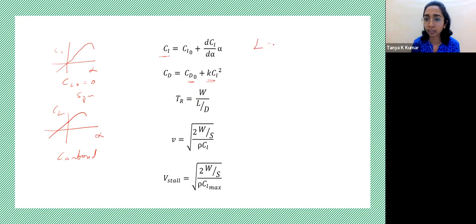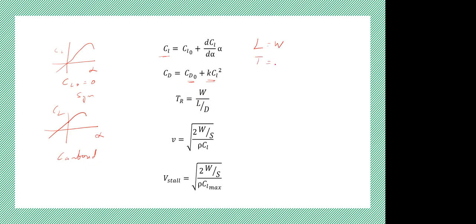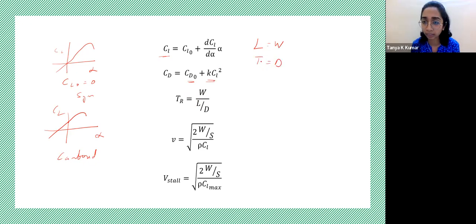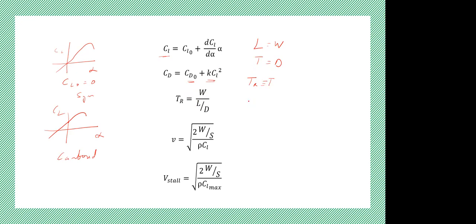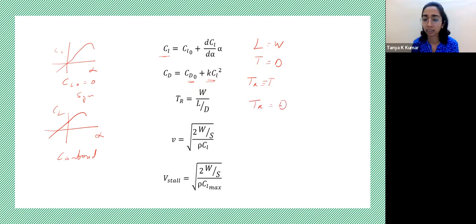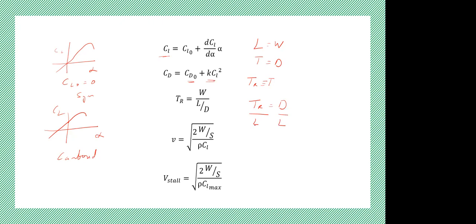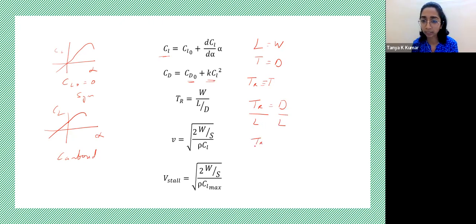For a cruise flight, your conditions are lift equal to weight and thrust equal to drag. So the thrust required equals drag. Now divide both sides of the equation by lift. Since lift equals weight, you can write TR upon W equals 1 by L by D. And this gives us TR equals W upon L by D. Okay, so that is how we came to this relation.